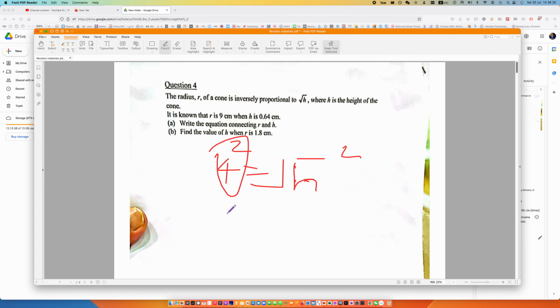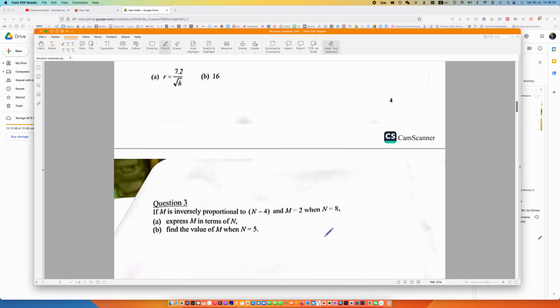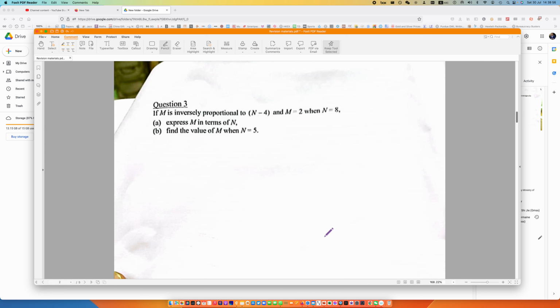What do you get for this? 4 times 4, 16. Square and square root cancel each other. So h equal to 16 in this case. Okay, one more question. Test. Give you 7 minutes. Hey Siri, 7 minutes timer.